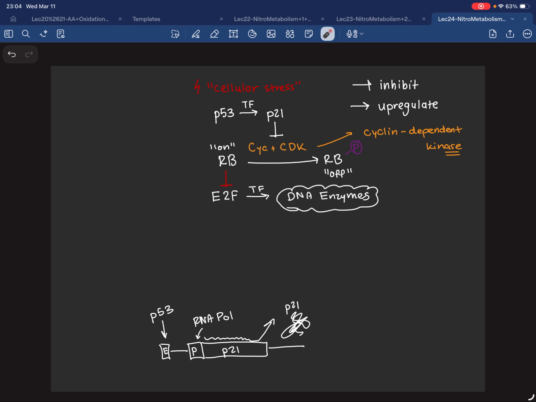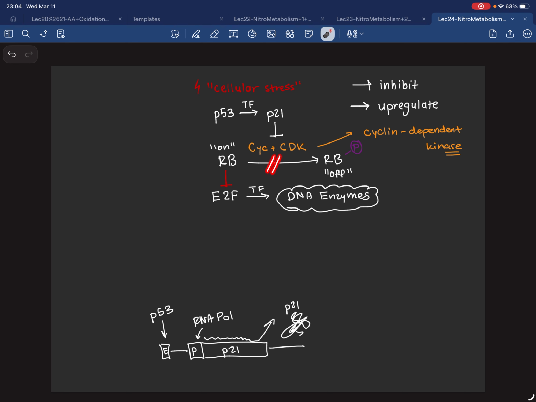But what if you want it to brake? What if you wanted to stop replication? You don't want to propagate cellular stress. You don't want to propagate mutations. You want to contain the damage. You don't want more DNA. Well, you want to stop this process. And if cyclin and CDK cut the brakes, you want to cut cyclin and CDK. This is precisely what p21 does. p21 will inhibit cyclin and CDK, meaning that this reaction, where RB gets turned off, never happens.